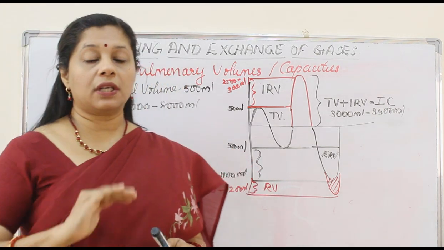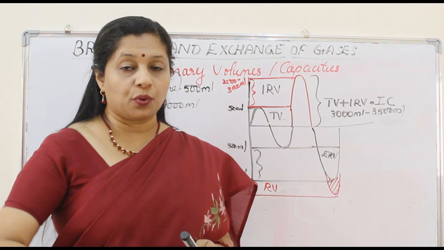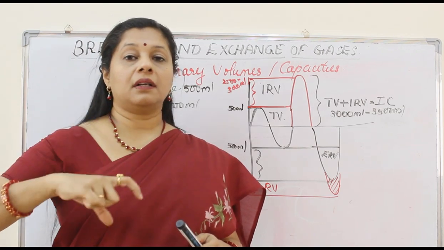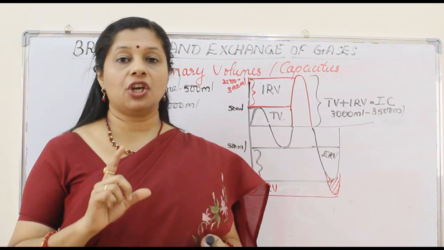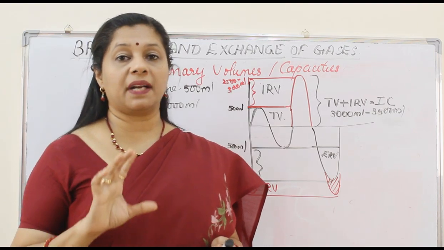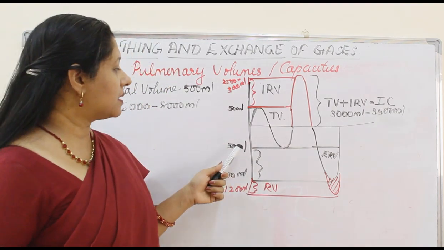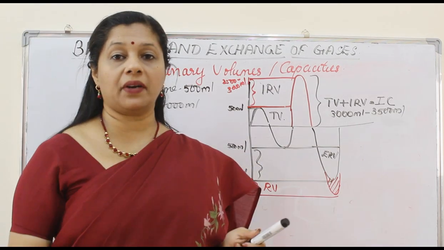So the total amount of air you can breathe in after a normal exhalation is called the inspiratory capacity, which includes tidal volume and inspiratory reserve volume. Now next, in the same way, we are going to expiratory capacity.